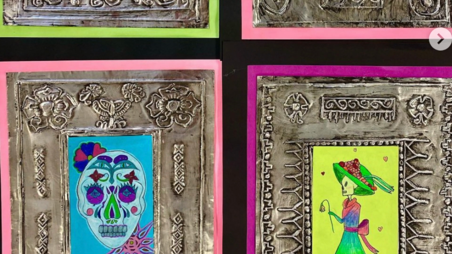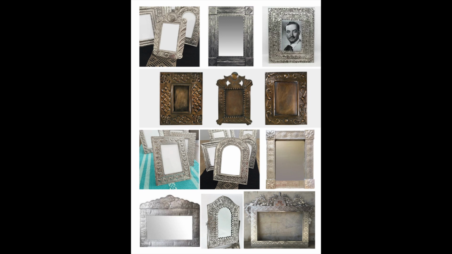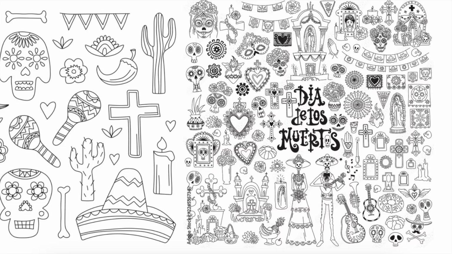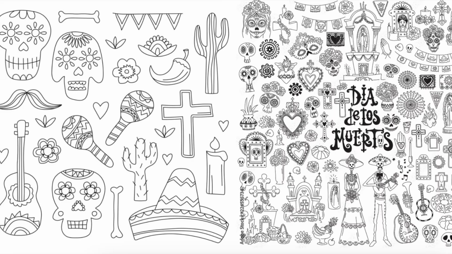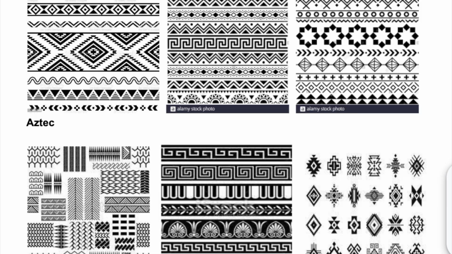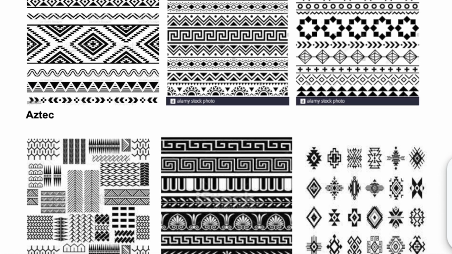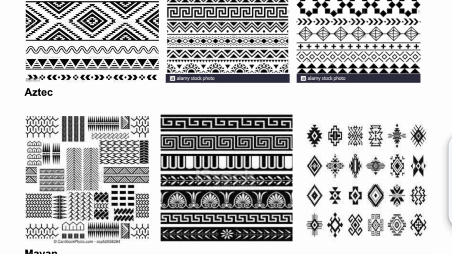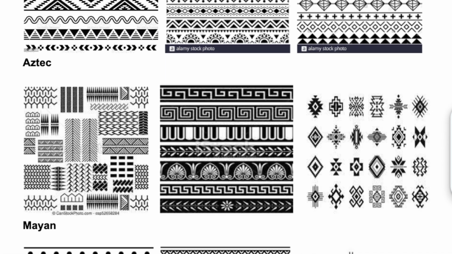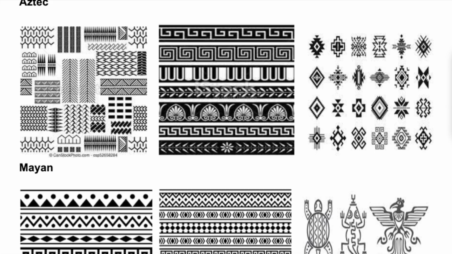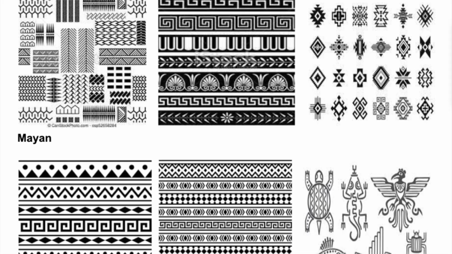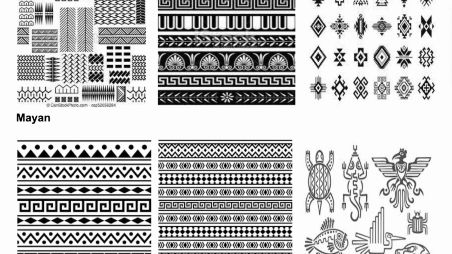So first what we're going to do is examine Mexican tin frames, and then look at all different symbols centered around Dia de los Muertos, or Day of the Dead. And lastly, we're going to examine some Mesoamerican line patterns dating back from the Aztecs, the Mayans, and the Incas. And we're going to incorporate those line patterns and Day of the Dead symbols in our planning document for our frame, which is going to frame our drawing that we drew in class earlier this week.